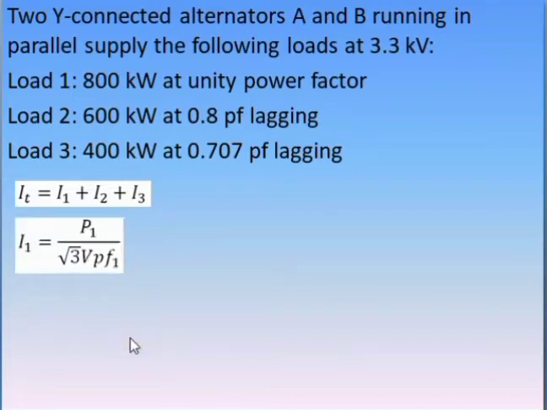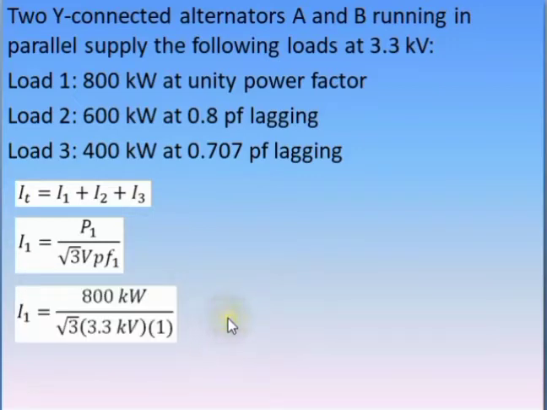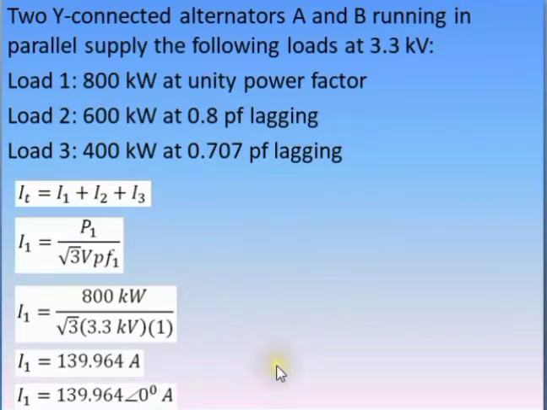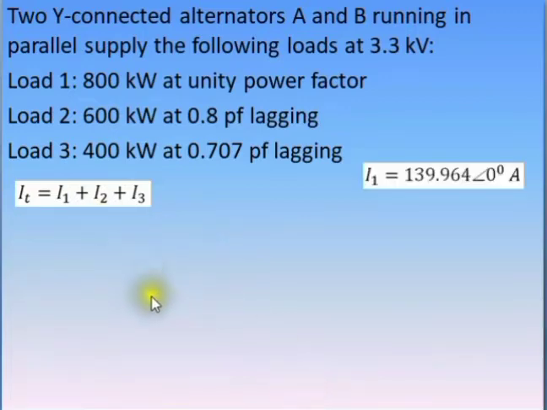Unahin po natin ngayon kay I1. Substitute lang po natin yung mga values. 800 kilowatts divided by square root of 3 divided also by 3.3 kilovolts and power factor na unity which is equivalent to 1. Ang sagot po dito ay 139.964 amperes. And since meron po tayong unity power factor dito, therefore yung angle po nito ay 0 degrees. So I1 is 139.964 angle 0 degrees amperes.